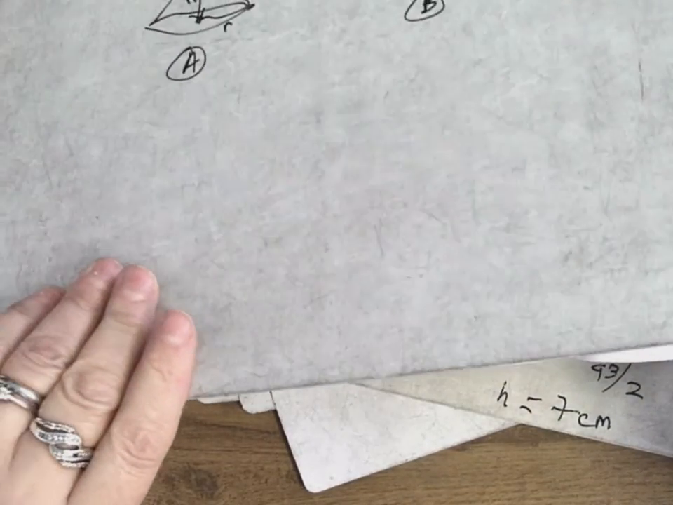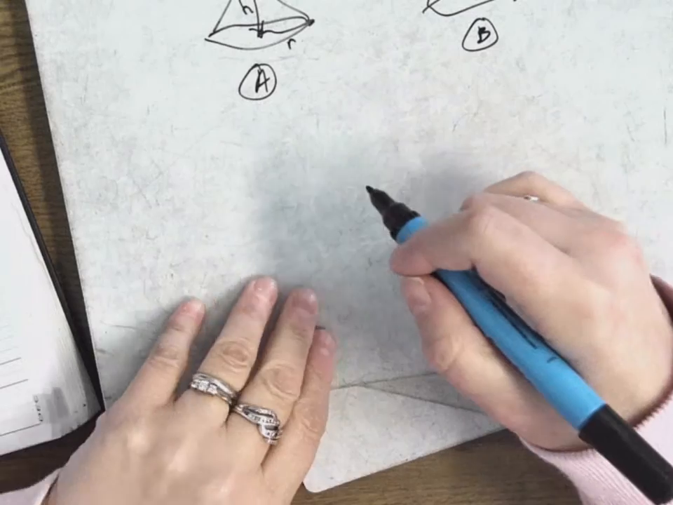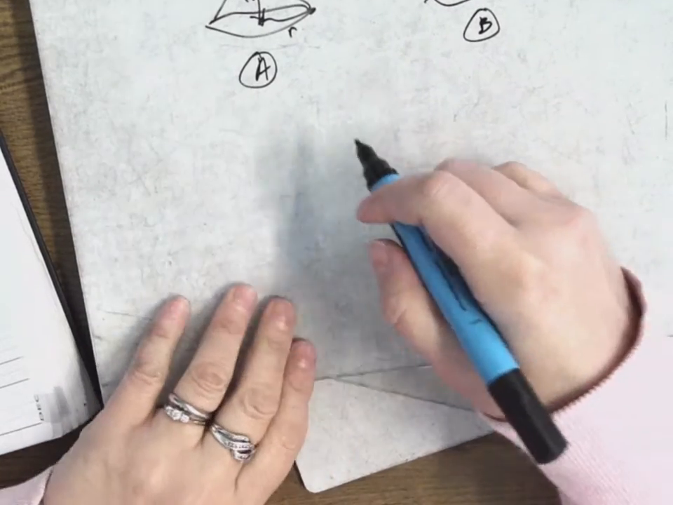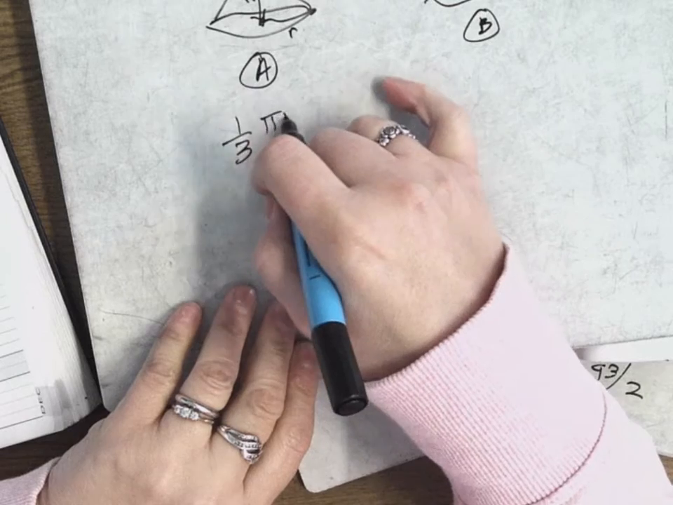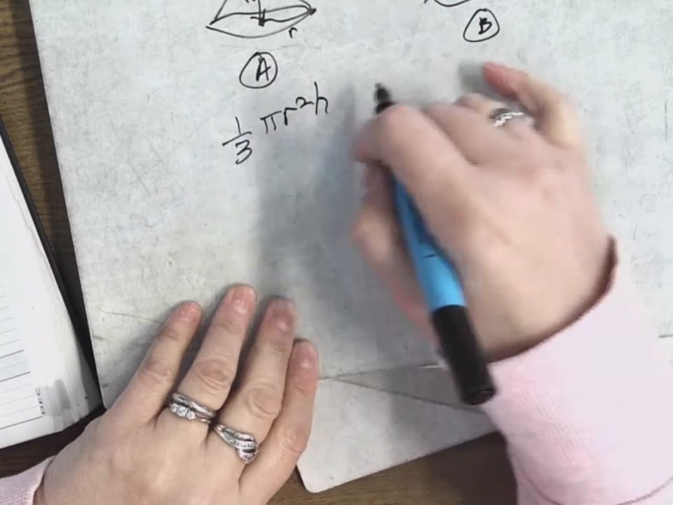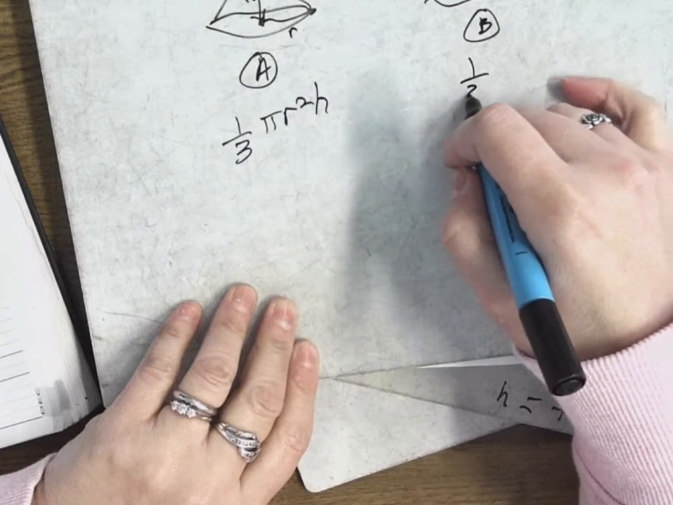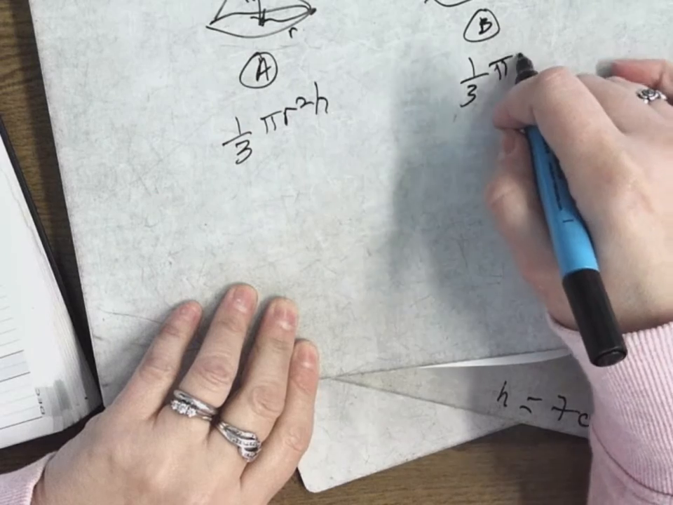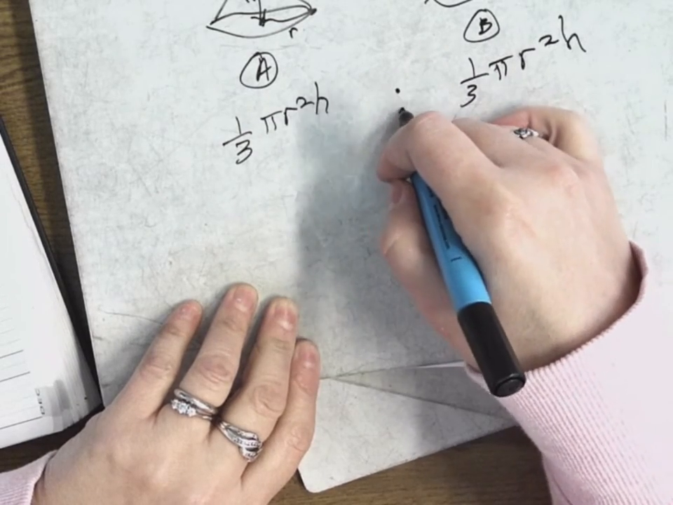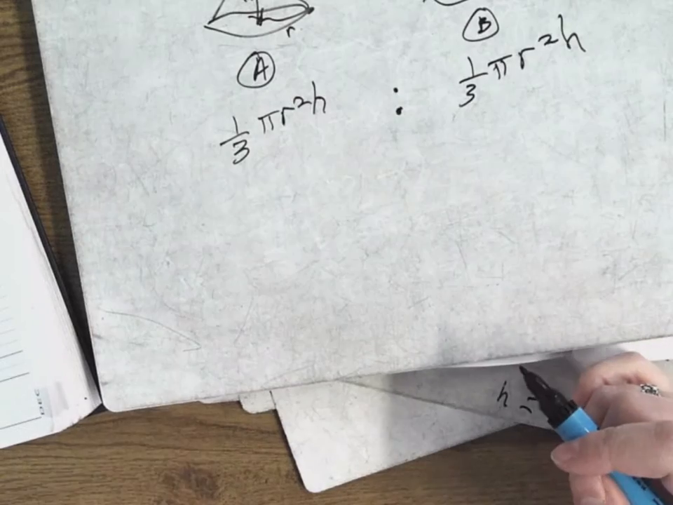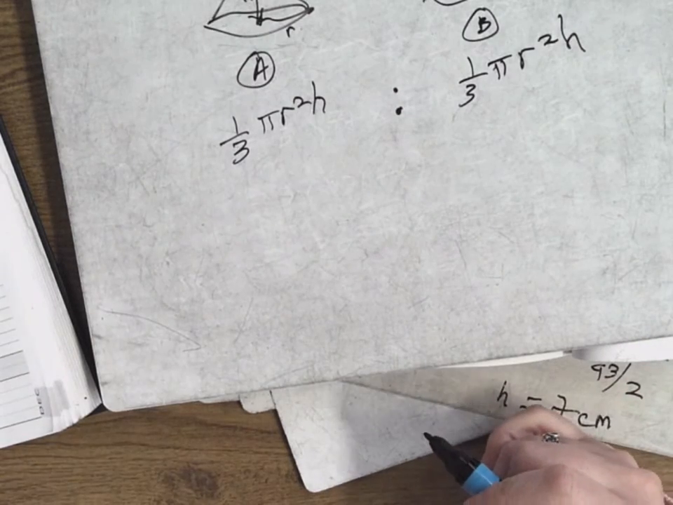Then it says find the ratio volume of cone A is to cone B. So I have to get the volume of this cone, which is 1/3 pi r squared h. I have to get the volume of this cone, which is 1/3 pi r squared h. And I have to do the ratio. So I have to do one is to the other. You know the ratio, you do the colon between them. Or you can write them as a fraction, either or.